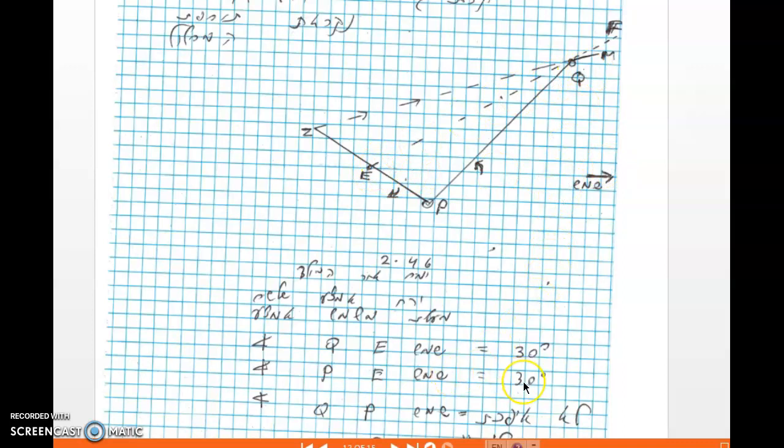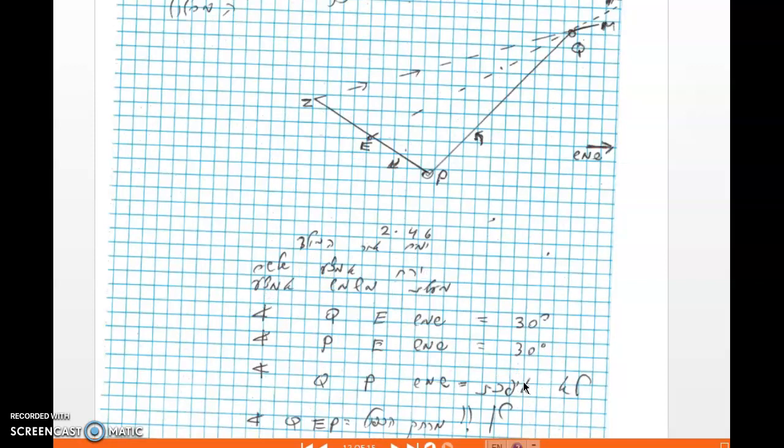Now, this is important. Shemesh PQ lo ichpas lan. This doesn't matter. Shemesh PQ doesn't matter. This angle, this line here. Why? Because this is not what we're interested in.